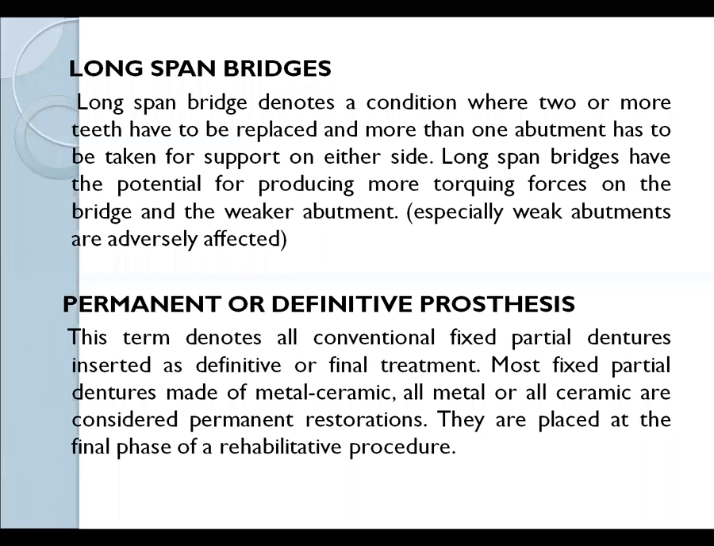The long span bridges have the potential for producing more torquing forces on the bridge and the weaker abutment. The permanent or definitive prosthesis. This term denotes all conventional fixed partial dentures inserted as a definitive or final treatment. Most fixed partial dentures made of metal ceramic or all ceramic are considered permanent prostheses. They are placed at the final phase of the rehabilitative procedures.